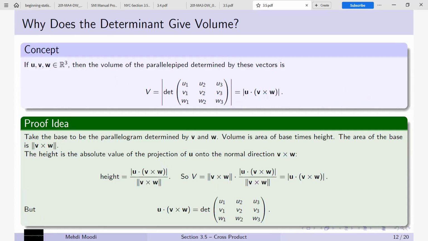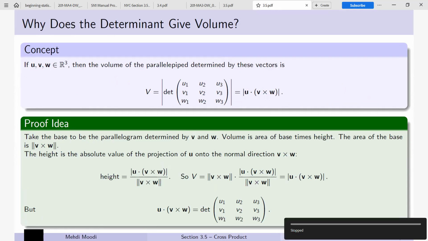The big idea is simple. Volume equals base times height. The cross product gives the base area, and the dot product sneaks in the height. Put them together and boom! The determinant appears like a magician pulling a rabbit out of a matrix.